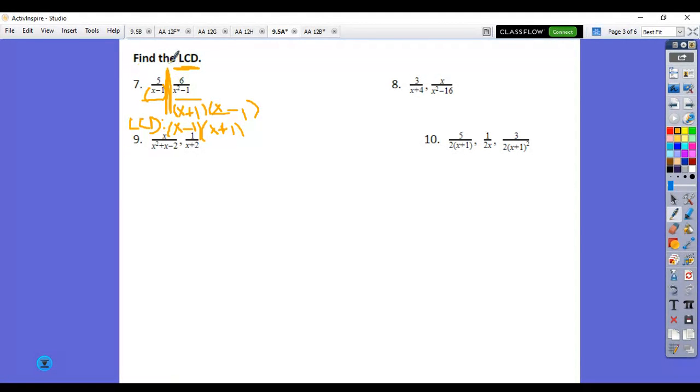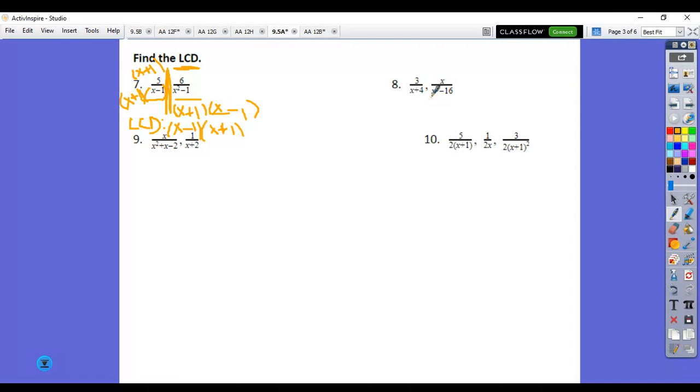This does not ask us to add or subtract. We are just finding the common denominator. So if I compare my two denominators, what I would normally do is just multiply this one by x plus 1, top and bottom, to get a common denominator. So notice that's why my least common denominator, I need an x plus 1 and an x minus 1.